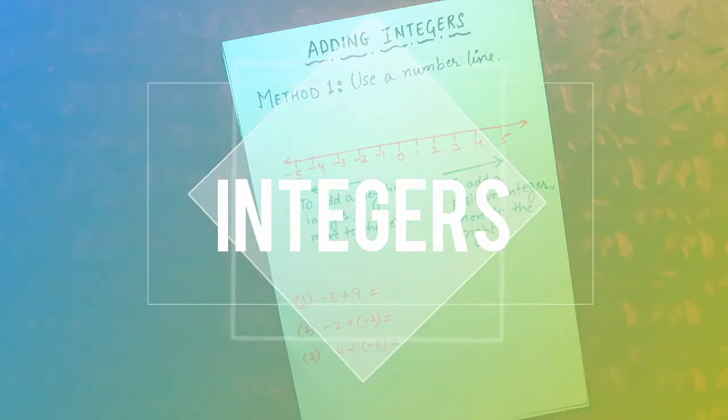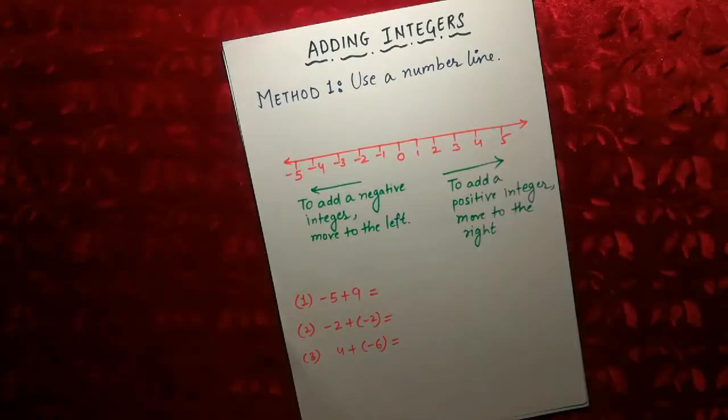Today we are going to discuss how to add integers. Okay, so what are integers? Integers are the positive and negative numbers. There are two methods of adding integers. The first method is to use a number line. When we are using a number line, first we have to know what a number line is.